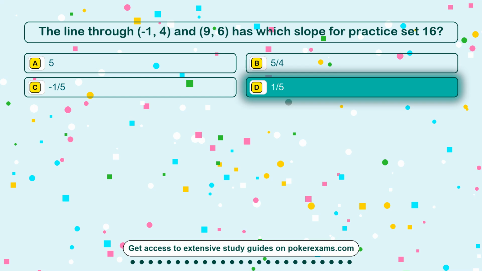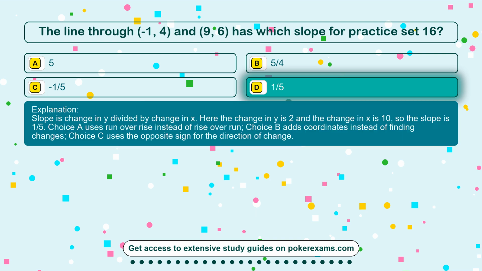The correct answer is option D, 1/5. Slope is change in y divided by change in x. Here the change in y is 2 and the change in x is 10, so the slope is 1/5. Choice A uses run over rise instead of rise over run. Choice B adds coordinates instead of finding changes. Choice C uses the opposite sign for the direction of change.